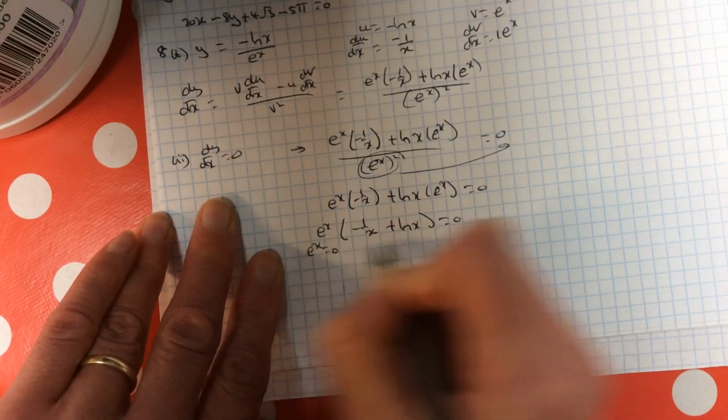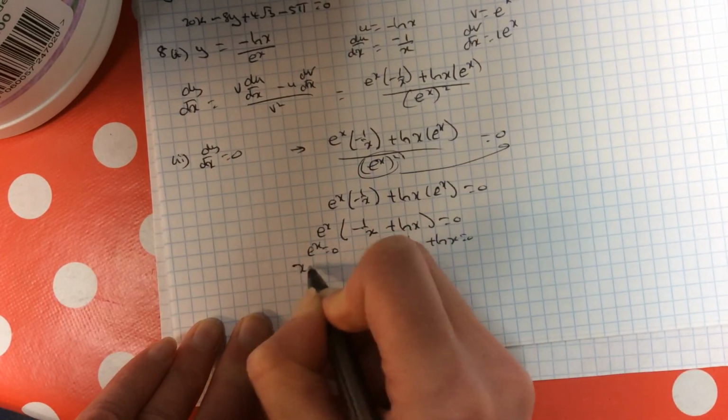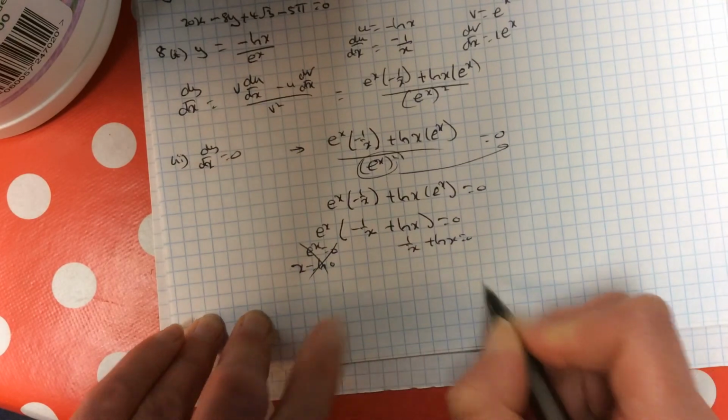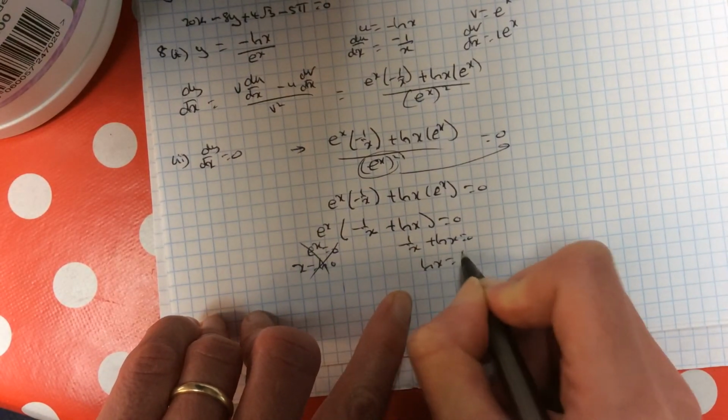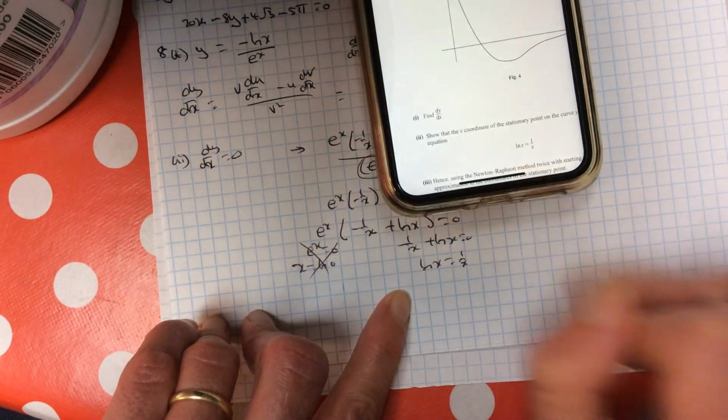So e to the x equals 0, or this bracket equals 0. To get rid of an e, you log each side. Log 0 doesn't exist, so there's no solution there. And if I rearrange that, I get log x equals 1 over x, which is what the question was asking you to find.